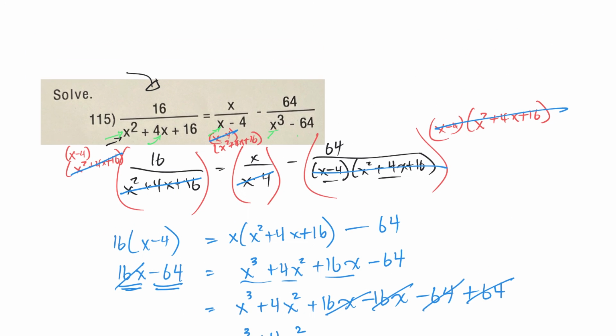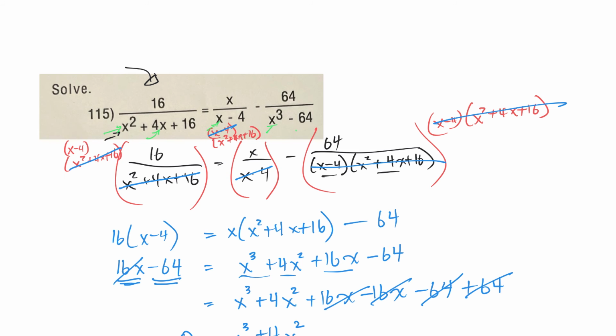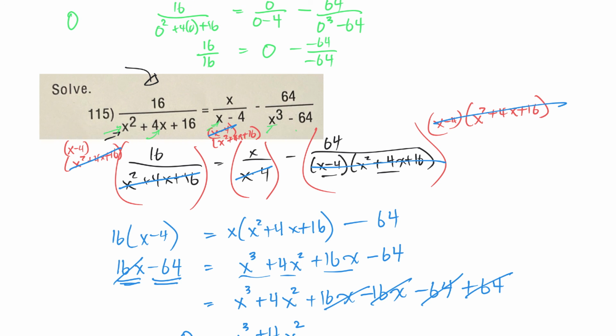Just for interest's sake, though, I'm going to try and plug one of them in and see. Let's plug in 0. So it'll be 16 over 0 squared plus 4 times 0 plus 16. Is that equal to 0 over 0 minus 4 minus 64 over 0 cubed minus 64? So on this first one, this will just be 16 over 16. And then this next one, 0 over negative 4 is just 0. And then negative 64, this will be negative 64 over negative 64. These will cancel to 1.